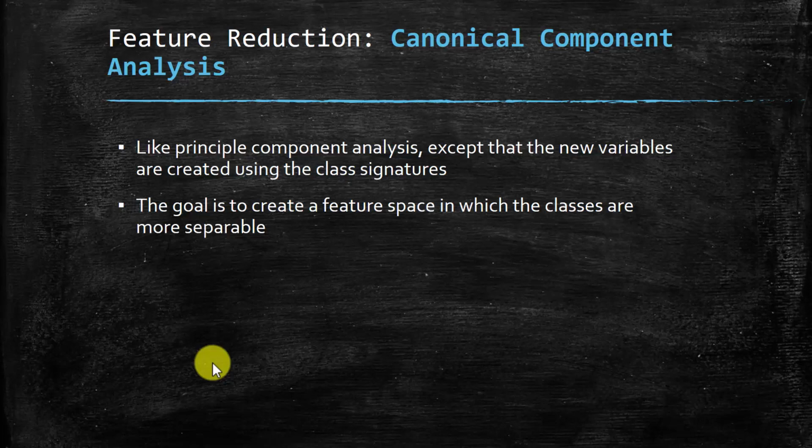Another option is canonical component analysis, and that is basically like principal component analysis, except that the new variables are created using the class signatures. So you actually take into account the variability within the classes to make the components, as opposed to just the data themselves. The goal is to create a feature space in which the classes are more separable. I don't use this a good bit, especially not in R, but it is an option.